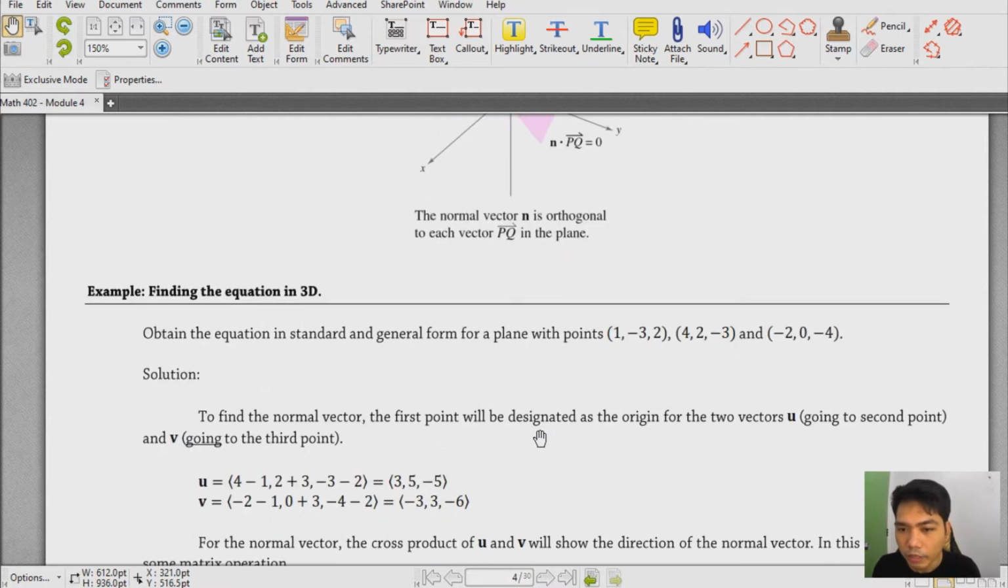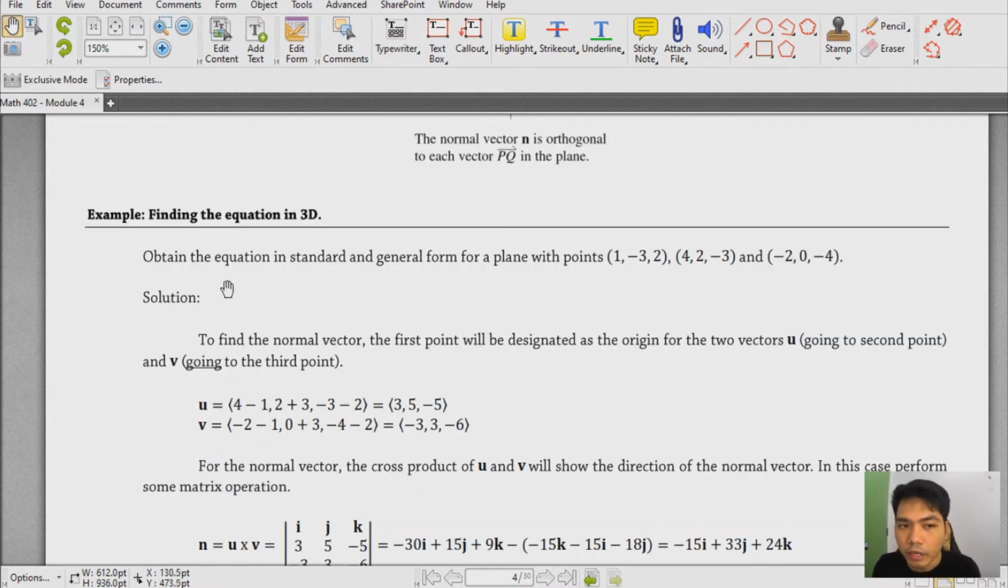So yun, and then we can now solve for an example here. Obtain the equation in standard and general form for a plane with points. So ito yung 3 points natin na we have to generate yung equation. In short, itong tatlong points na ito, nasa same plane na ating ma-generate. So, how do we determine that? You can always set muna yung ating reference. Yun yung first step. Yung reference natin usually is the first point. If I name these points A, B, and C, ito yung gawin natin na reference point, point A. From this, you need to determine yung ating two vectors, U and then V.